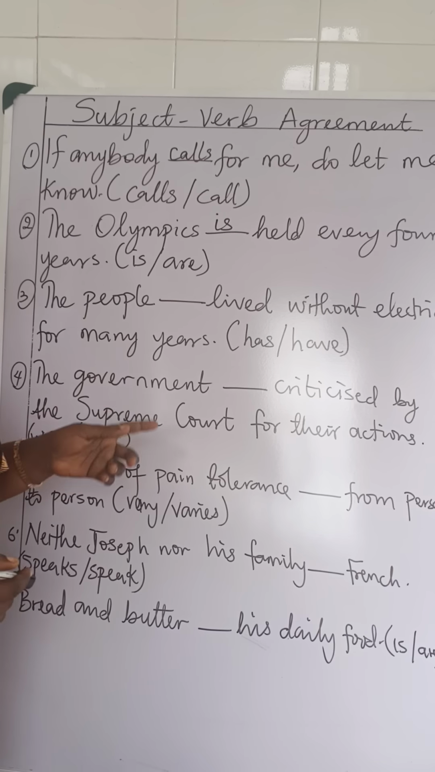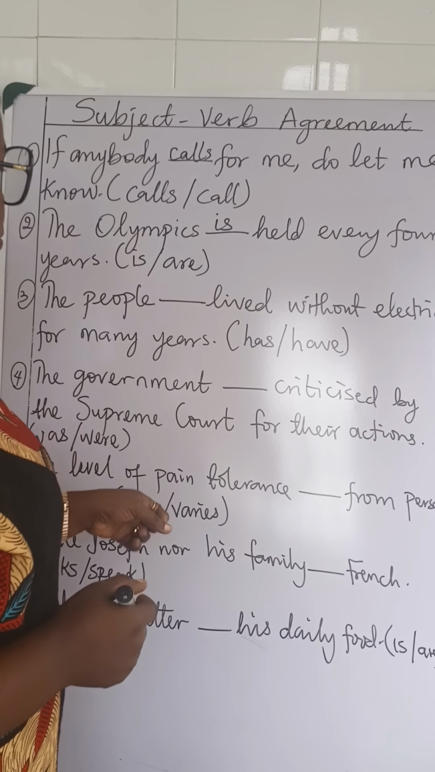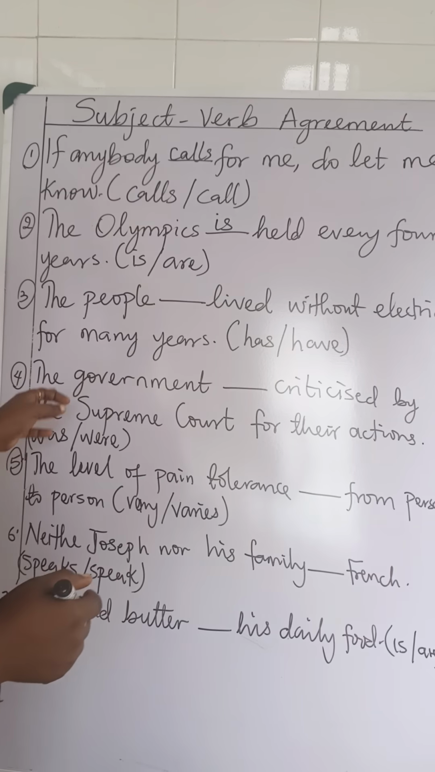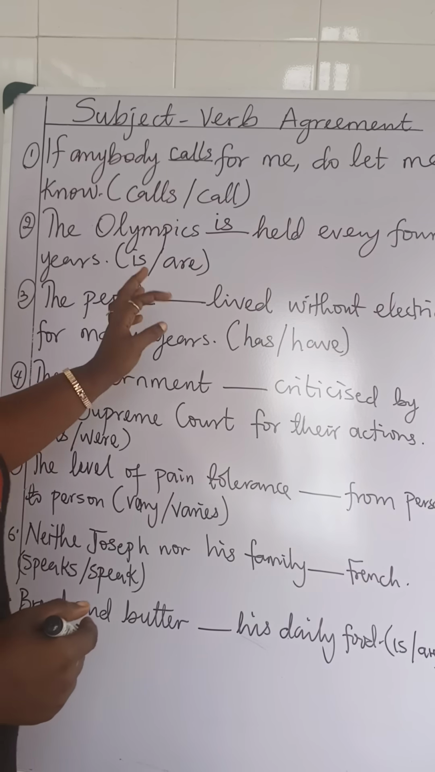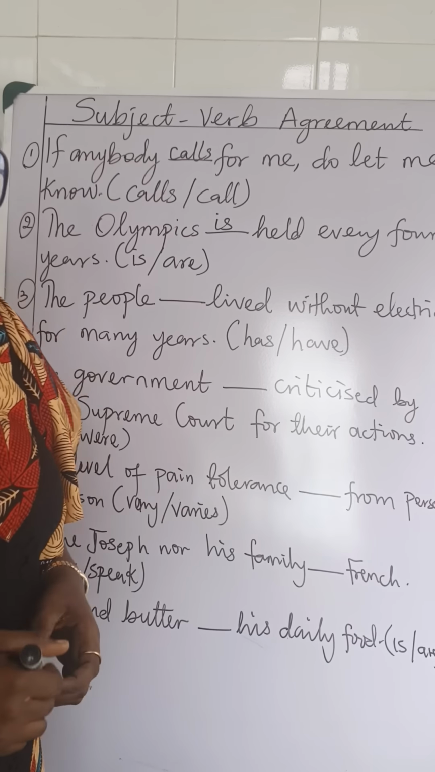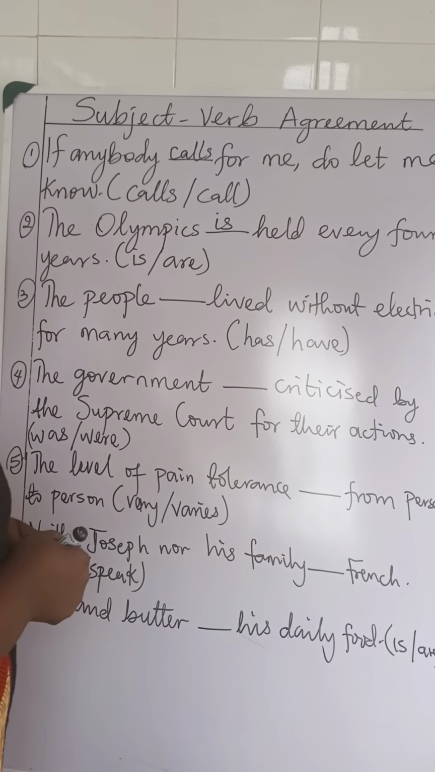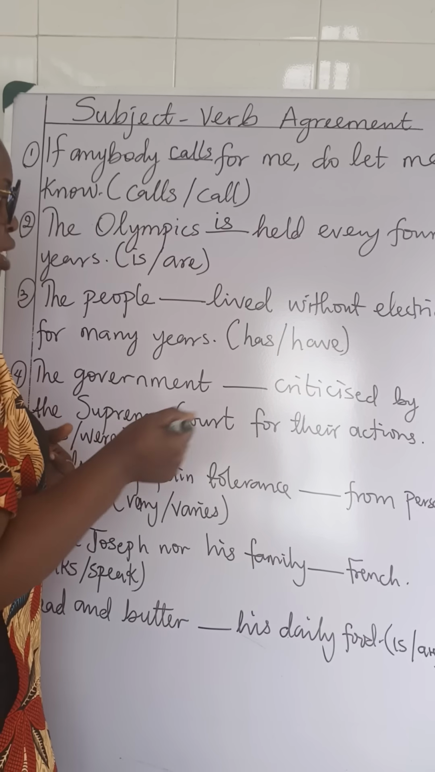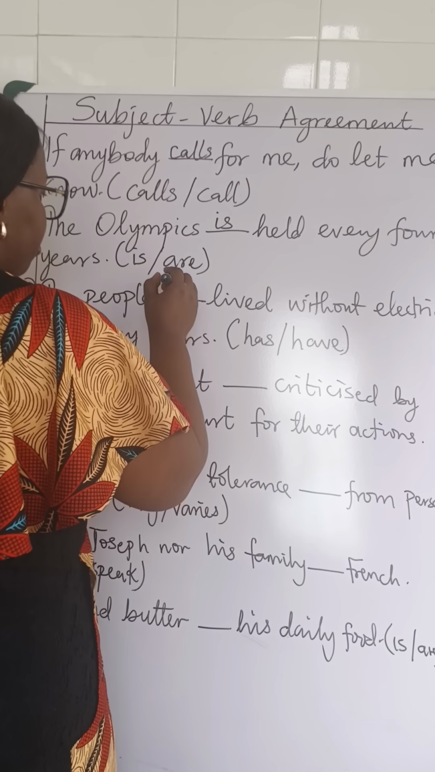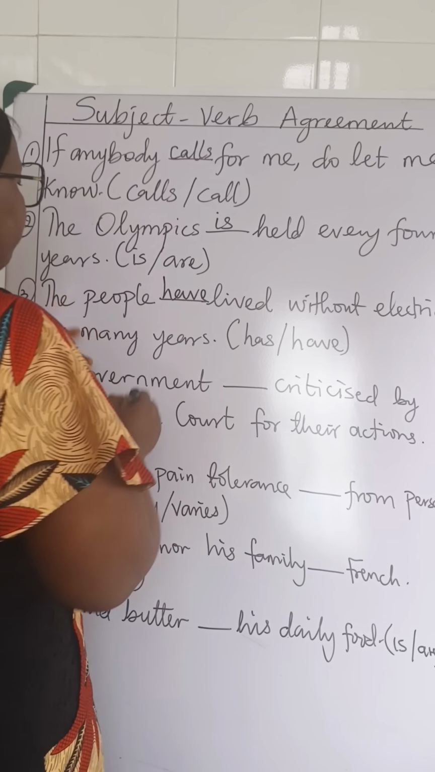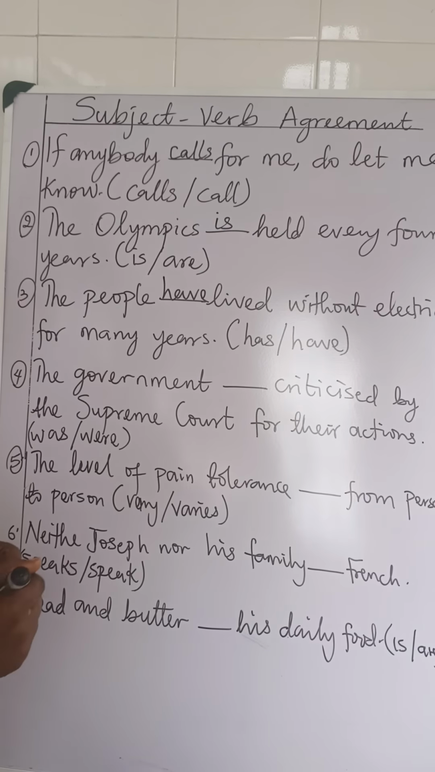Let's go to number three. We have the people dash lived without electricity for many years. The people, many people, they lived without electricity. So the answer is going to be have. The people have lived without electricity for many years.